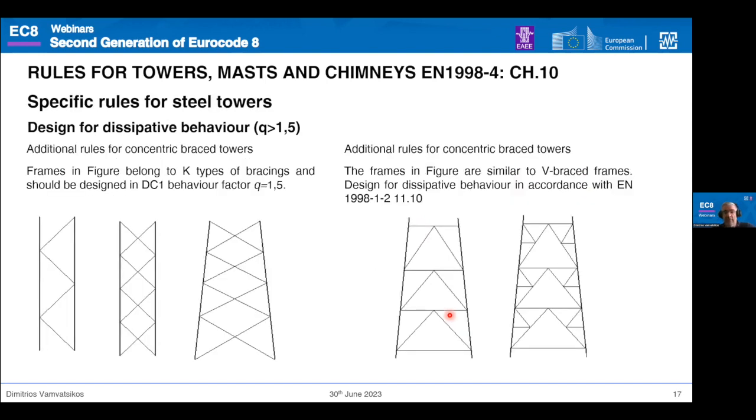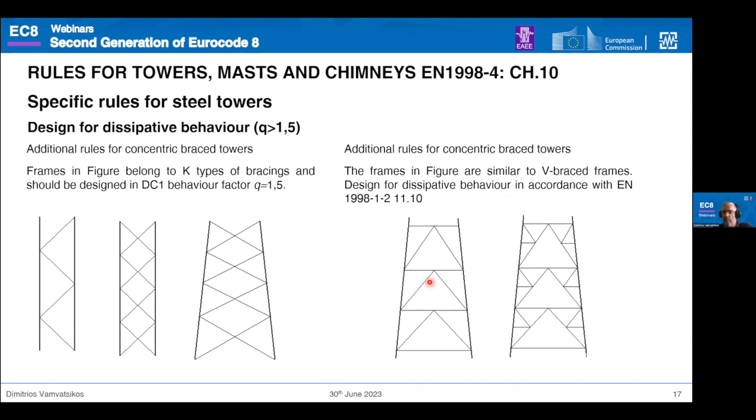Design for dissipative behavior, again, depends a lot, of course, on the bracing pattern along the height of the tower. Here you're seeing some examples of what is classified as a K bracing pattern. Remember, K bracing patterns are not really desirable. It doesn't mean you cannot use them, but it's the classic situation that if one of these buckles, there is no support at the node, meaning that the leg can buckle very quickly. So in those cases, DC1 and behavior factor 1.5.